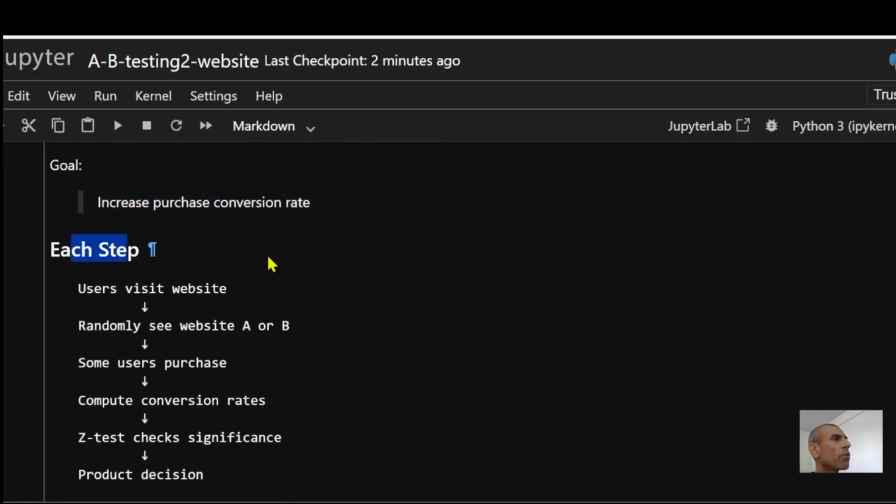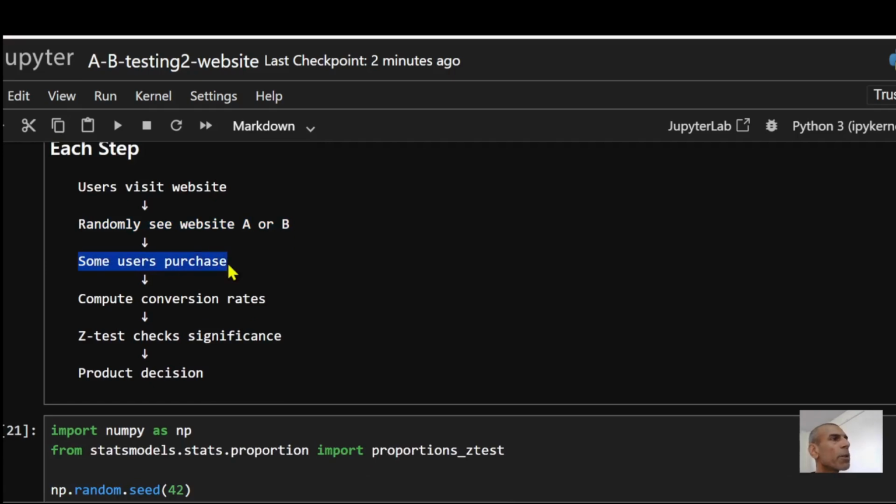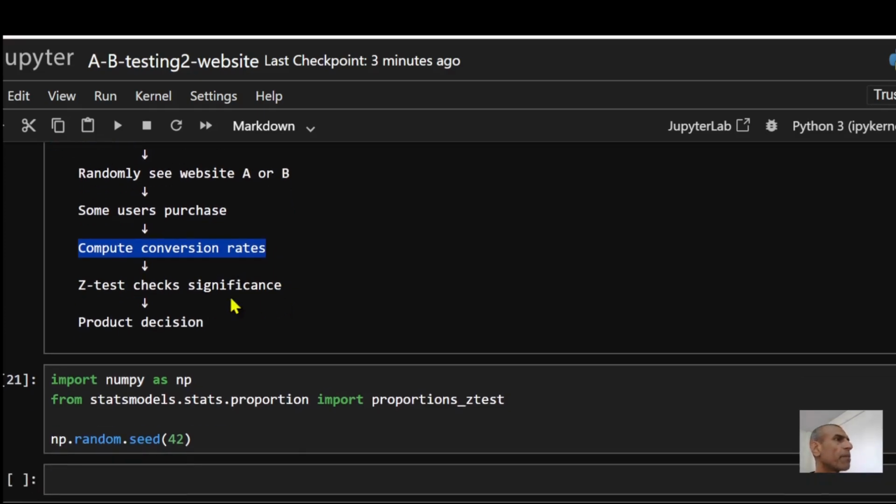So the steps we will be following would be like this. The user visits the website, and randomly sees website A or B. A is the one without the chatbot and B is the one with the chatbot. Some users purchase, and we compute the conversion rate, how many people purchase and how many people did not purchase the product. And then we are going to use a z-test to check significance, and then we are going to make our product decision. We're going to decide, should we keep website A or website B.